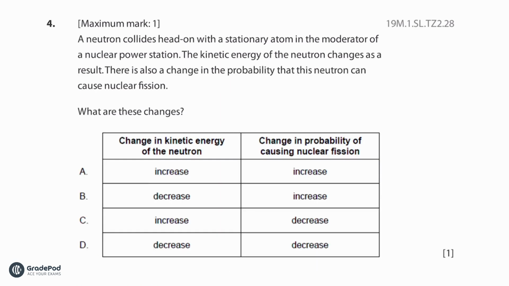Question 4. A neutron collides head-on with a stationary atom in the moderator of a nuclear power station. The kinetic energy of the neutron changes as a result. There is also a change in the probability that this neutron can cause nuclear fission. What are these changes? We need to reduce the kinetic energy to cause fission. So we need to change the kinetic energy by decreasing it. It's got to be B or D. By reducing the kinetic energy, that increases the chance that it will cause nuclear fission. So we increase. The answer is B.